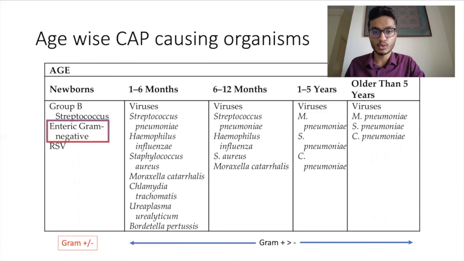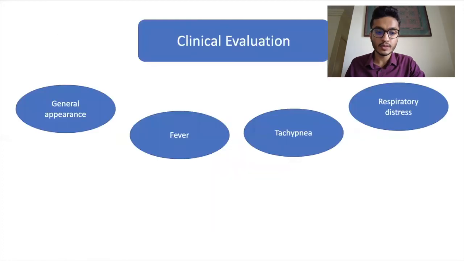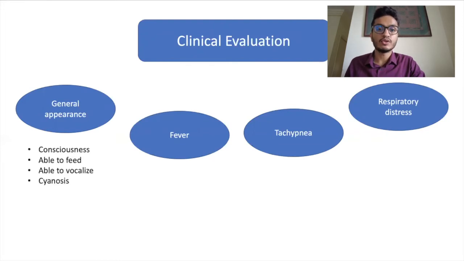However, as a child grows up, gram-positive is significantly higher in number. On clinical evaluation, we look for general appearance. You see the consciousness, the ability to feed, ability to vocalize, and whether there is any cyanosis present or not.